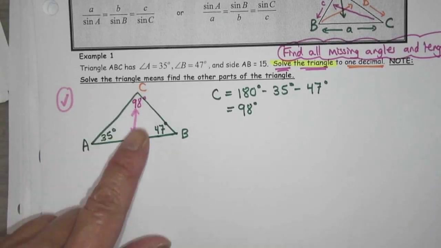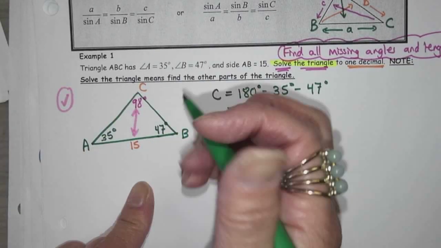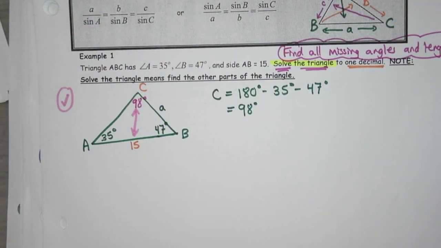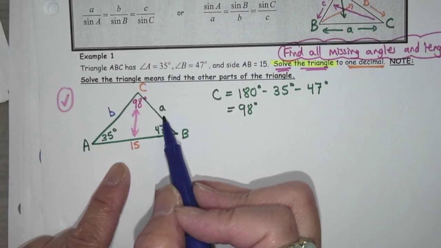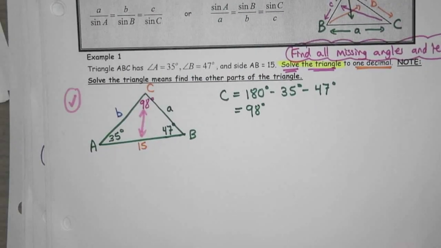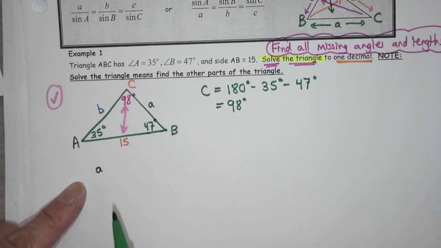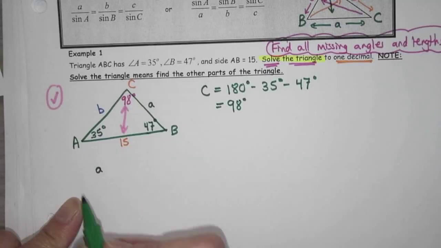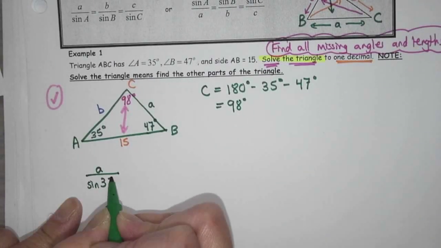So sine law is the ratio between them. I am missing side A. So I'm missing side A here. And I'm missing side B. Okay, A and B. So over here, if I'm looking for A, I usually put that on the top of my ratio. But again, it doesn't matter. So I don't care if it's on the top or the bottom. I usually put my unknown on the top. And then I do this over sine of 35.